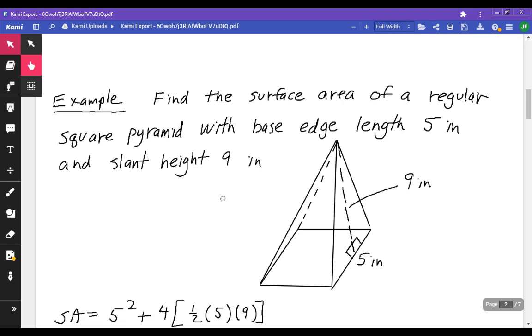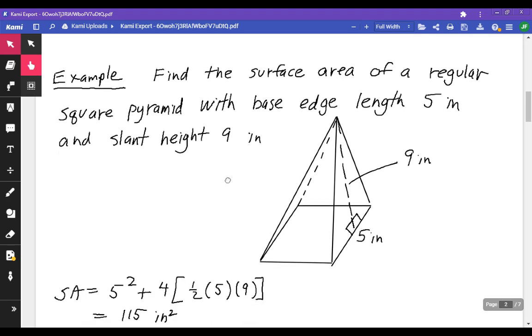What you see here in this example is a square pyramid. We call it a square pyramid because the base is a square. So it's going to have four triangles on the sides, one for each edge of the base, and those four triangles are going to be congruent. There's no real formula for this. You just have to think about what parts make up that pyramid.